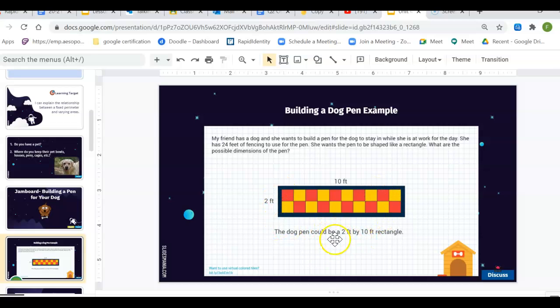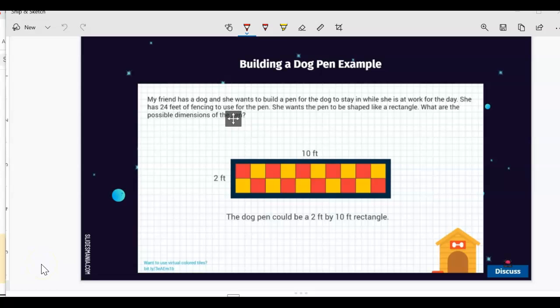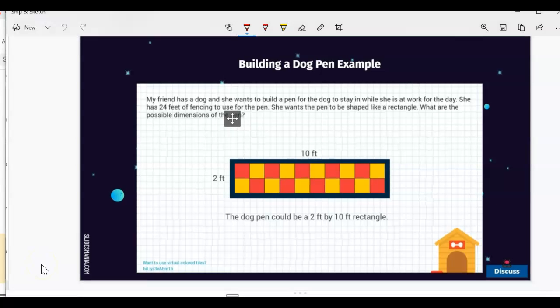So if you see my example right here, I've chosen a dog pen that could be 2 feet wide by 10 feet long. So it could be 2 feet in width and 10 feet long. That's just one possibility. Now, how do I determine that is 24 feet? Because we don't see 24 on there. Again, this is just one possibility. I've got 10 feet long up here. I've got 2 feet over here.